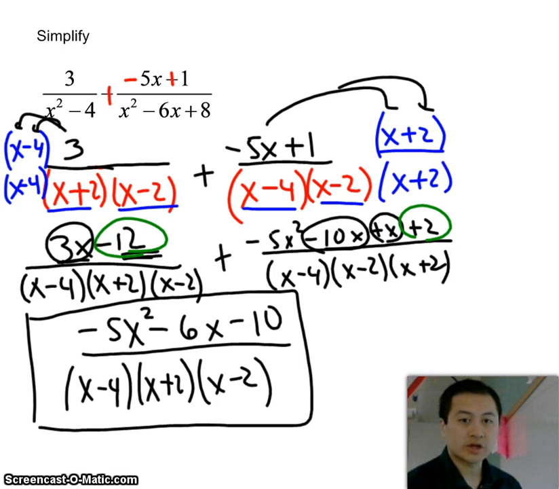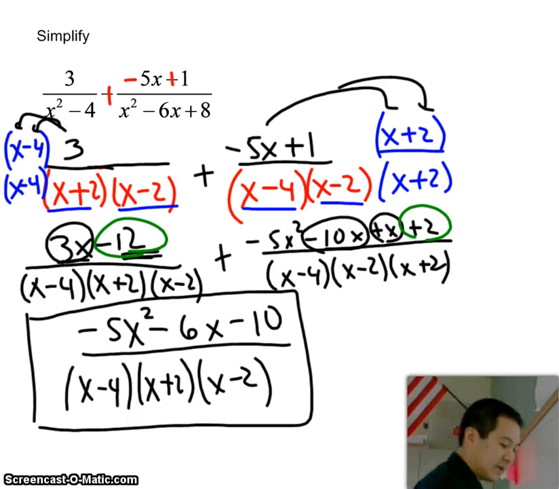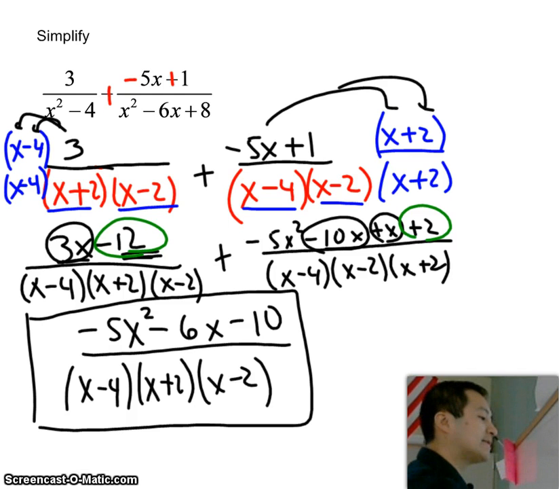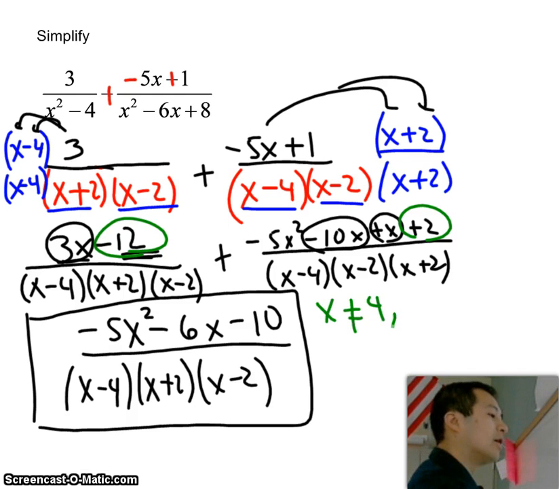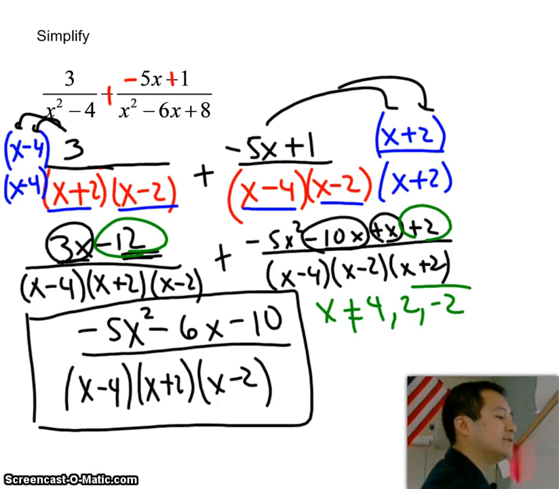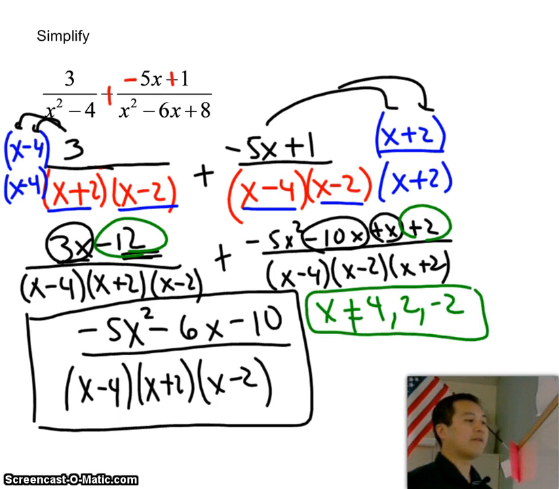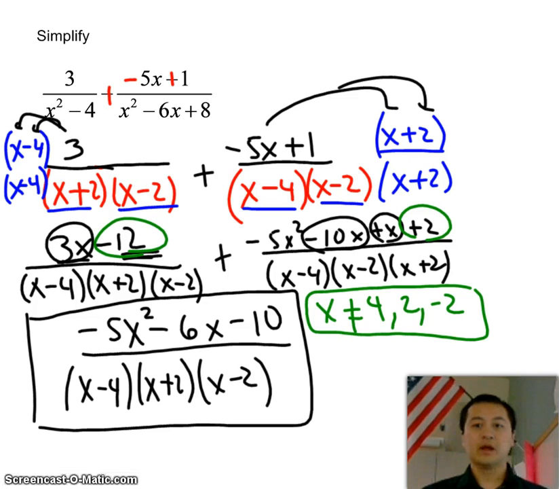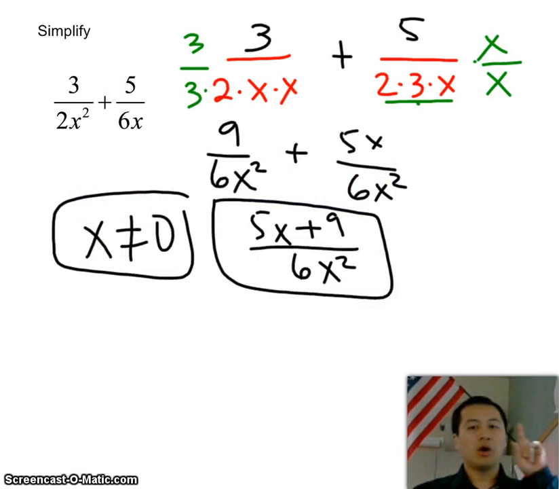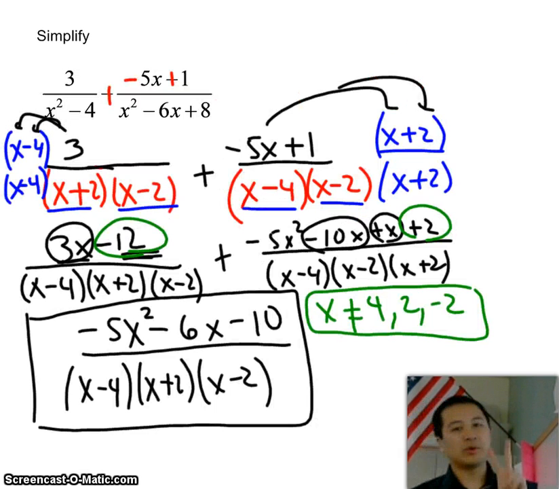Are you done? No, you need the restrictions. What can't x be? x can't be 4, 2, and negative 2. Good job. Perfect, guys. How do you guys feel? So please write this down. This right here is example number 1. This is example number 2.